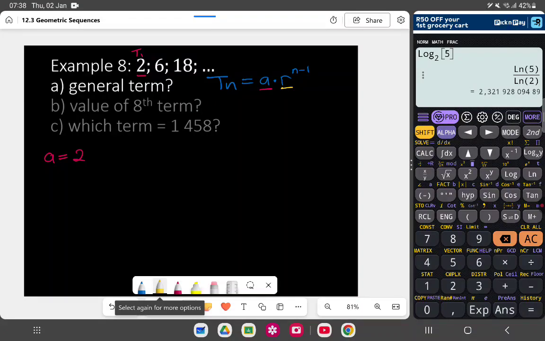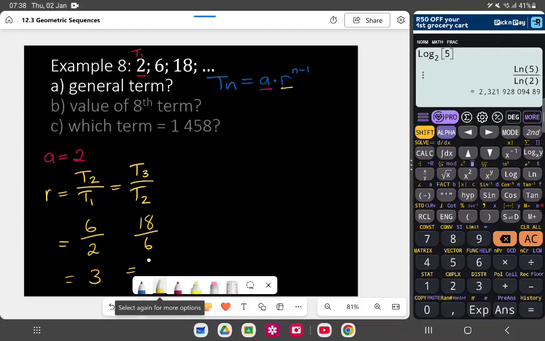Do you remember how to solve for R? So R is equal to term 2 divided by term 1, and that must also equal term 3 divided by term 2. So let's see. If I say 6 divided by 2, that gives me 3. And if I say 18 divided by 6, that gives me 3. So R is equal to 3. Now I've got my 2 values. Now I can answer the question.